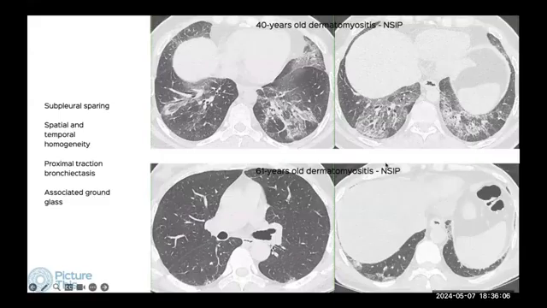Then we have the NSIP pattern, where we often get subpleural sparing, spatial and temporal homogeneity, and absence of honeycombing, though you may get traction bronchiectasis. There can be a cellular and a fibrotic component, and I discussed NSIP in detail in the last lecture in March.